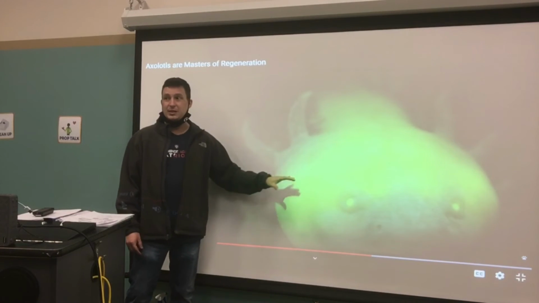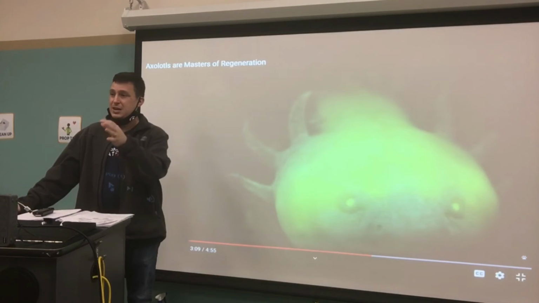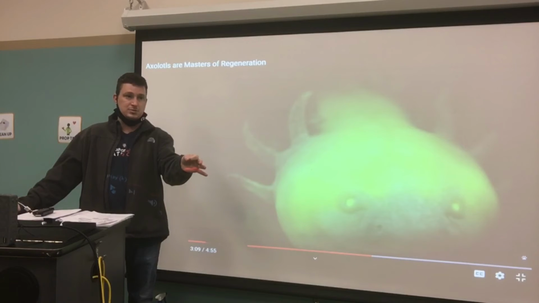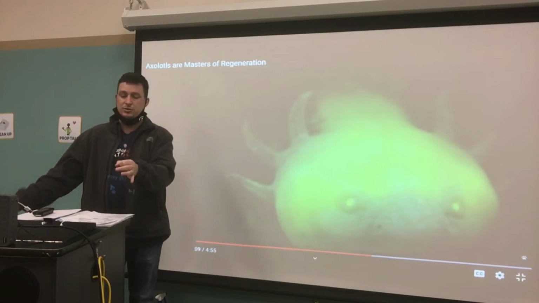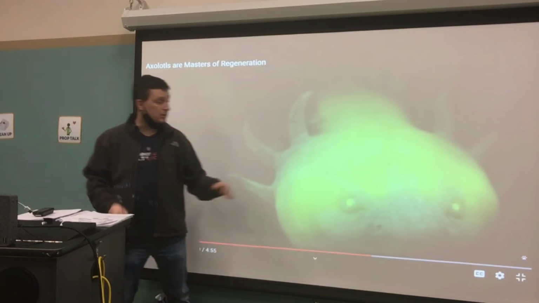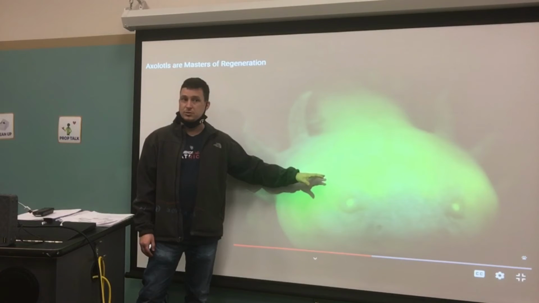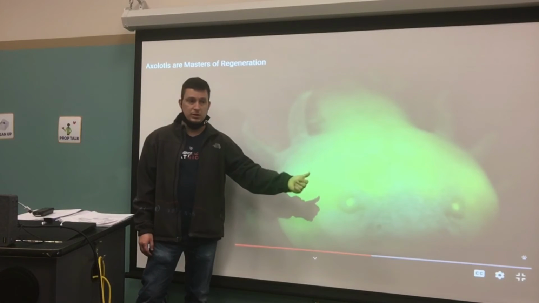Here's the really interesting thing. We've taken cancer cells and put this glowing gene in them and then injected that into an axolotl. Then we can watch the cancer cells and see what makes them grow quickly or what slows them down.